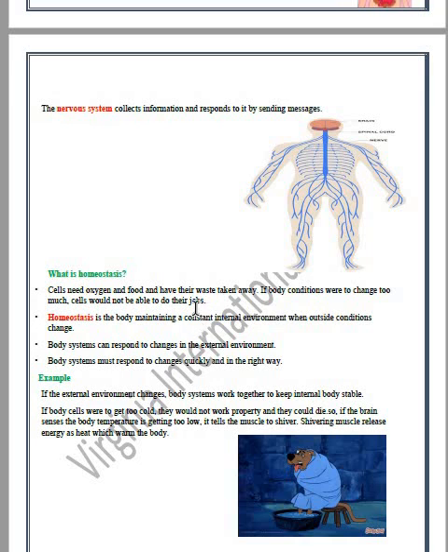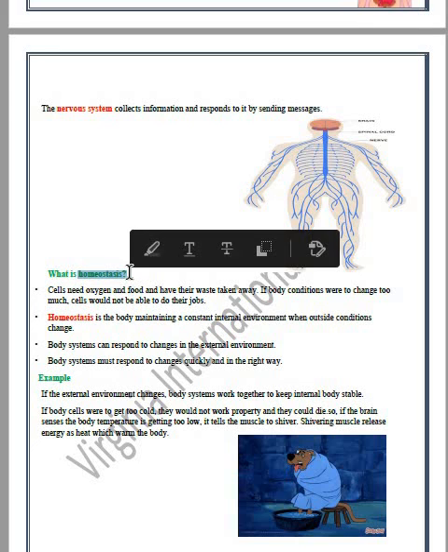So this is simply lesson 1, which is talking about all the body systems, an intro for all the body systems, and homeostasis, that's the balance inside your body.